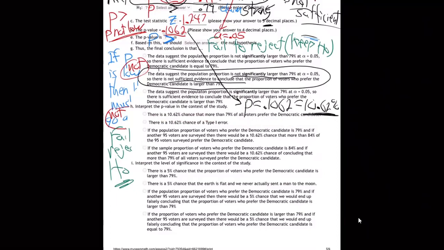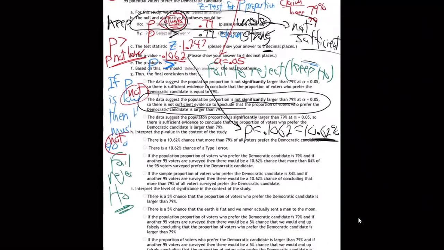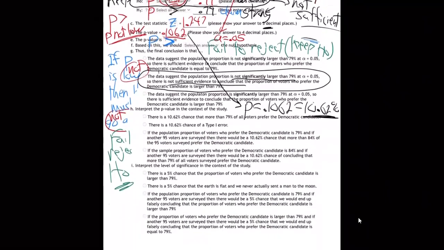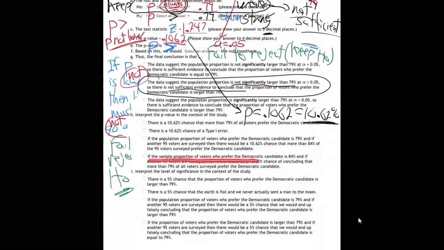10.60% chance that more. No, it's the percentage chance that the results were just an error. Let's see. If the population proportion of voters who prefer the Democratic candidate is 79%, and if another 95 voters are surveyed, then there would be a 10.62% chance that more than 84% of the voters, more than 84%? No, not 79. Let's look at the last one. If the sample proportion of voters, if it's really 84, well, this is kind of confusing, isn't it? Oh boy. Let me read this carefully here.